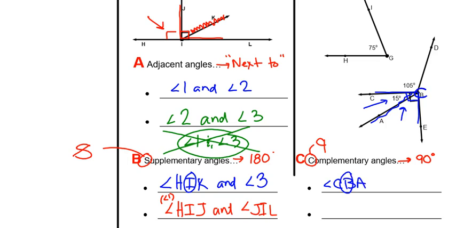Middle letter is B, vertex is B, and angle ABE. Again, middle letter is B and vertex is B.